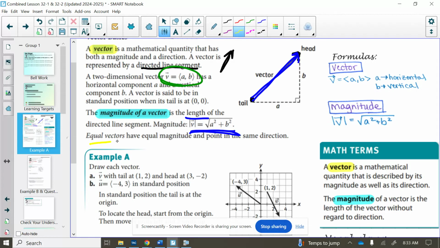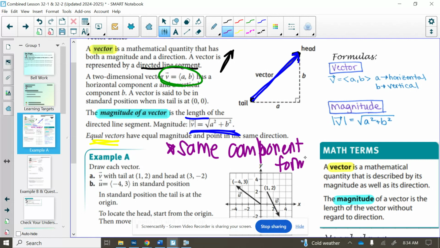Also, we will talk about equal vectors. We will say that vectors are equal if they have the exact same component form, aka the magnitude and the direction. So again, that's going to end up coming from same component form, A comma B.